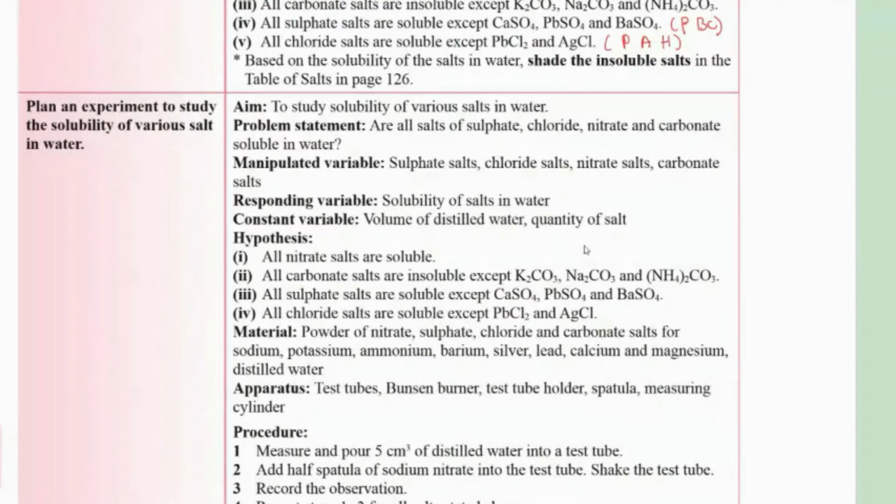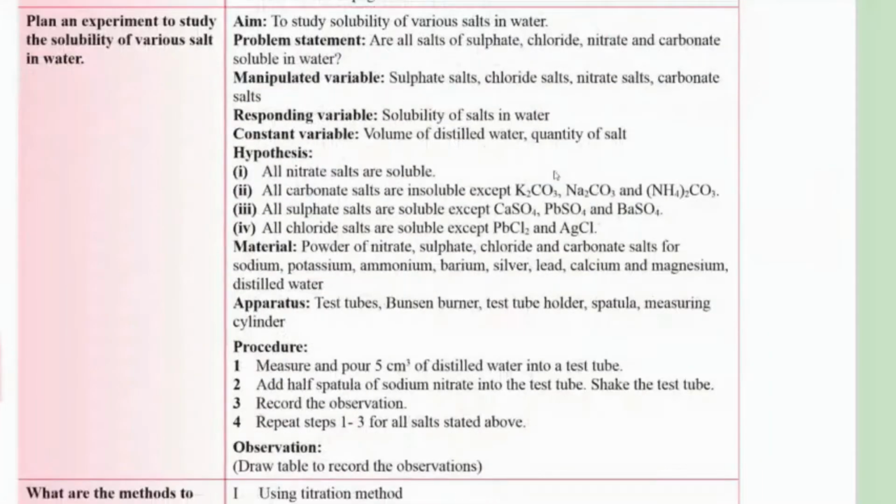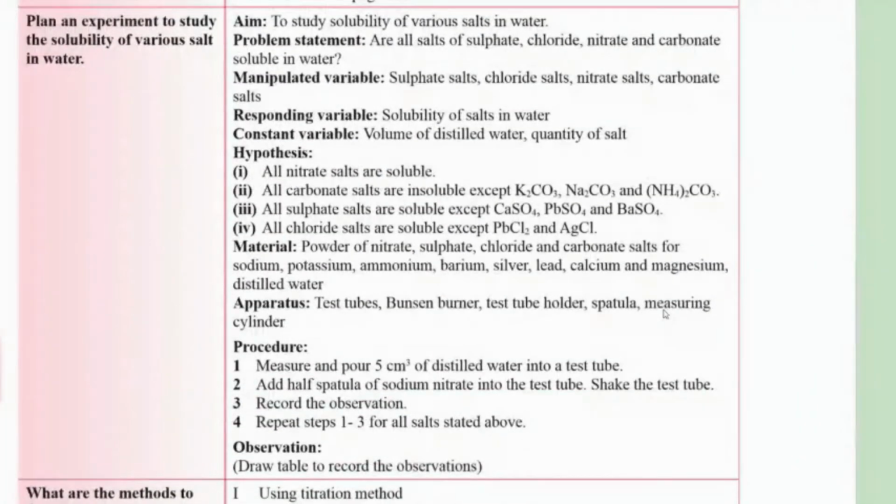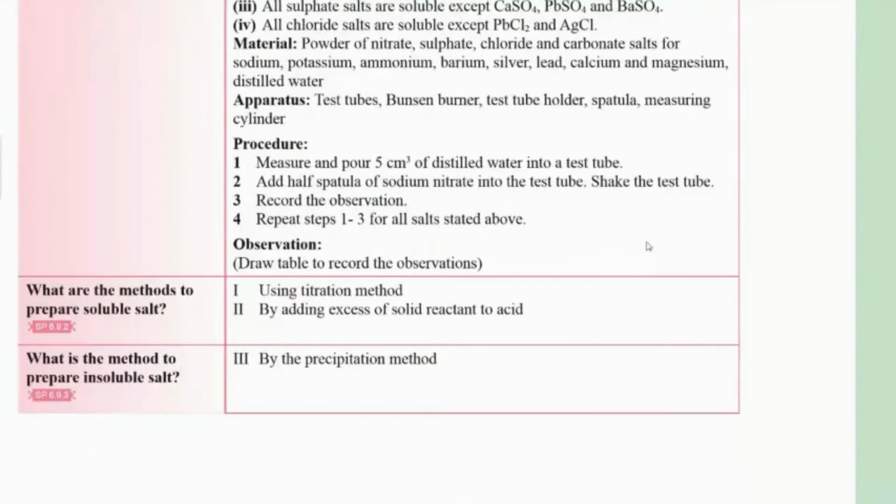Very simple. You take the salt, put it into water, stir it, and see whether it is soluble or not. If it is soluble, it is categorized as a soluble salt. If not soluble, it is an insoluble salt. Any question so far? Soluble and insoluble salt.